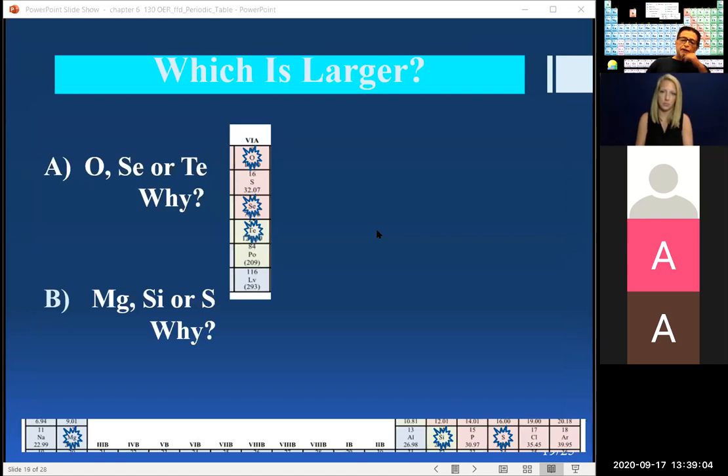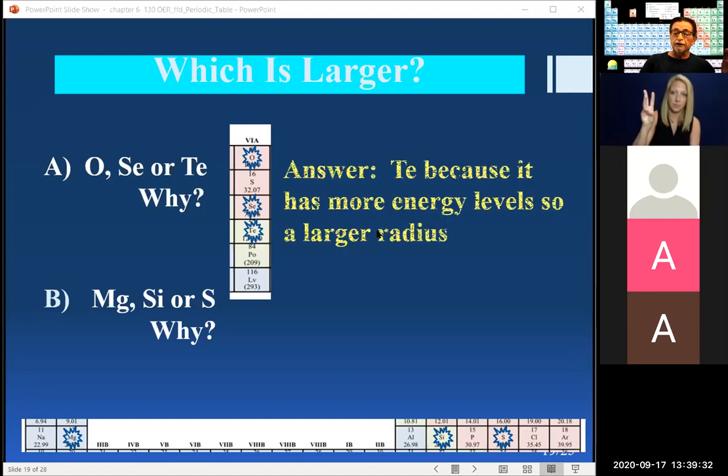So you might be asked the question: I have oxygen, selenium, and beryllium. Which is larger? So I go find them in the periodic table. I have them marked with that little circle there. And the thing I noticed is they're in the same group. They are in group 6. And so that being the case, obviously selenium is bigger because it's further down on the periodic table.